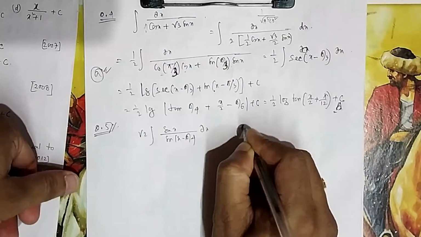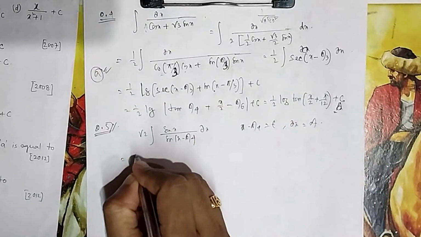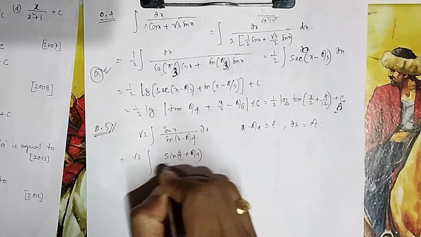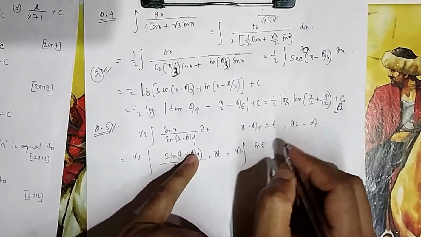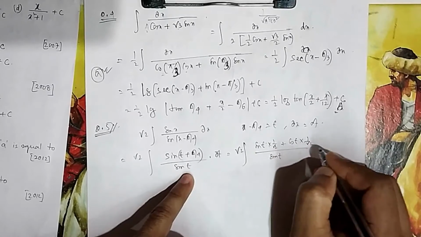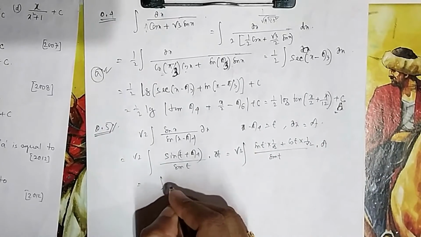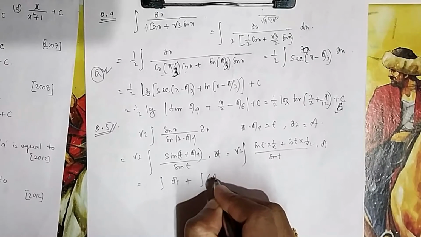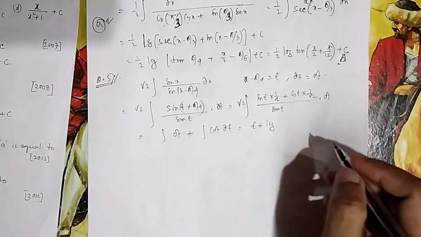So what you will do: x minus pi by 4 is equal to t, so dx equals dt. So it will be root 2 sin of (t plus pi by 4) divided by sin t dt, which is equal to root 2 into (sin t cos pi by 4 plus cos t sin pi by 4) divided by sin t dt, where cos pi by 4 is 1 by root 2. This root 2 gets cancelled, and if you open it, it will be only 1 dt, and the other part is cos t by sin t, which is cot t dt. It will be t plus log sin t plus c.